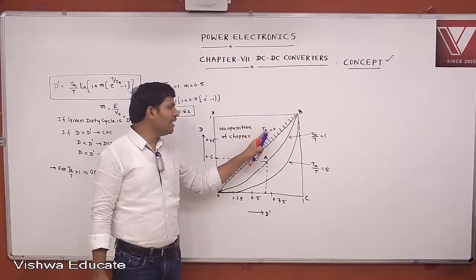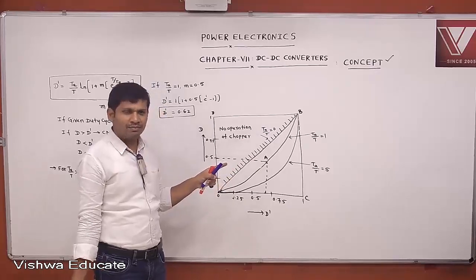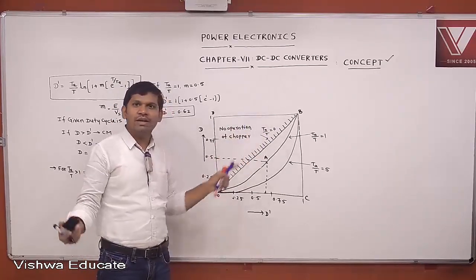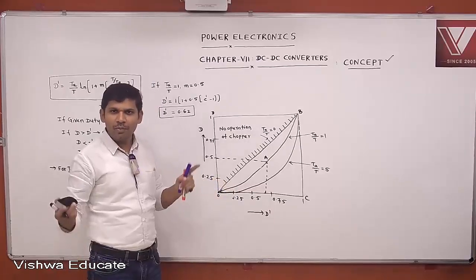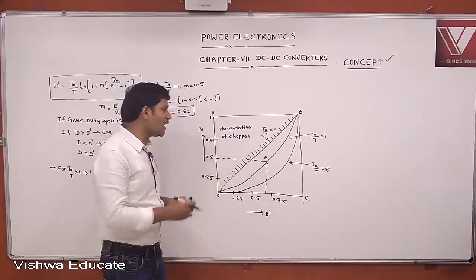Why am I saying that TA by T less than 1 is not possible? TA is nothing but L by R. This is the switching frequency, 1 by F, and you can get the frequency in kilohertz. You are operating at a very high frequency. That's why TA by T less than 1 is not possible.